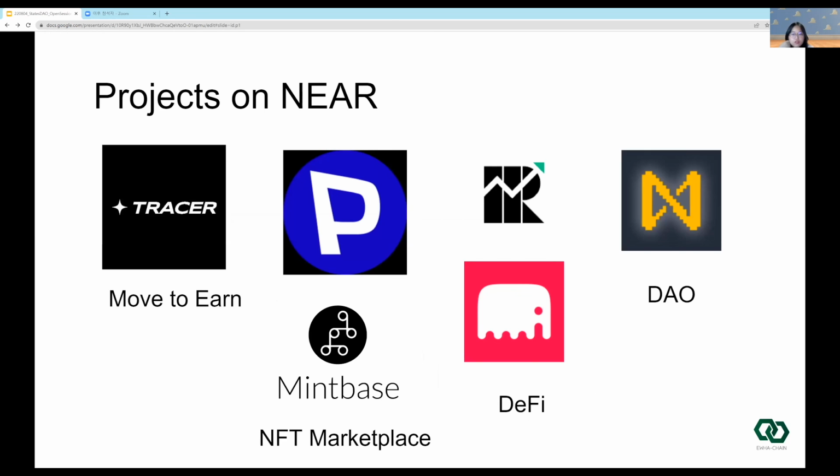Not only infrastructure projects, Near has some influential projects. This is a brief summary of services on Near. Tracer is the first move-to-earn app, with wellness having some parts of social-fi and GameFi elements. It is a Web3 fitness and lifestyle app with inbuilt NFT gaming and social-fi elements, where you can earn rewards in tokens or NFTs just by moving, such as walking, jogging, and running. And also, Near has its NFT marketplaces like Mintbase or Paras.